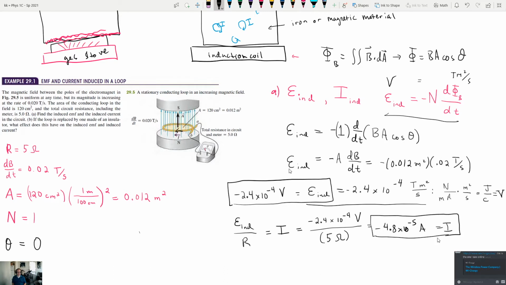Pretty simple Faraday's law problem. We'll see more of these, and they can get kind of tricky, but this is the basic concept of what you're going to be doing when you solve these kinds of problems. So, does anyone have any questions? Okay.